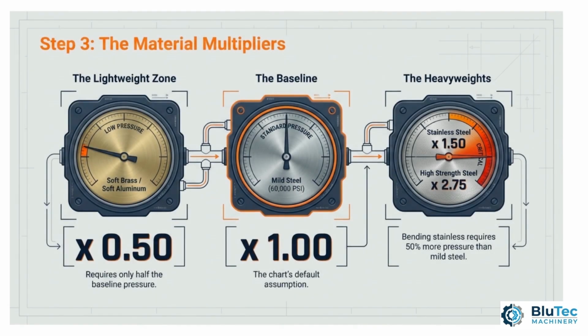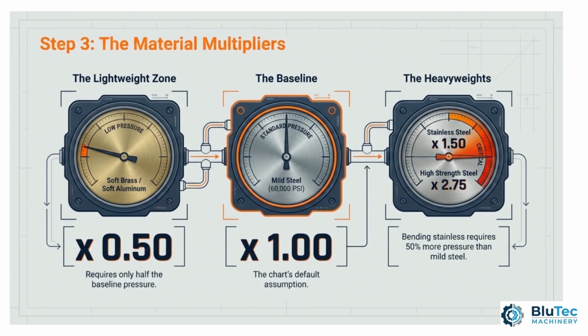Adjusting for material types. There is one final crucial step. Adjusting for your specific material. Tonnage charts are almost always based on standard mild steel with a tensile strength of 60,000 psi. If you are bending a softer or harder metal, you have to apply a multiplier.